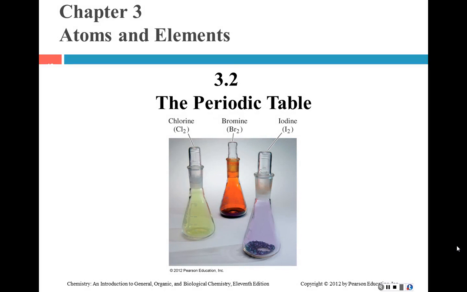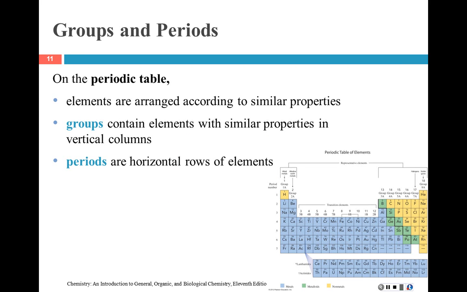Hi there. Welcome to section 3.2, the periodic table. The periodic table was put together by a gentleman named Dmitry Mendeleev, who had some students, and he was trying to find a way that they could associate things or atoms that had similar properties. And so he arranged the elements according to those properties, and he came up with a solution for this.